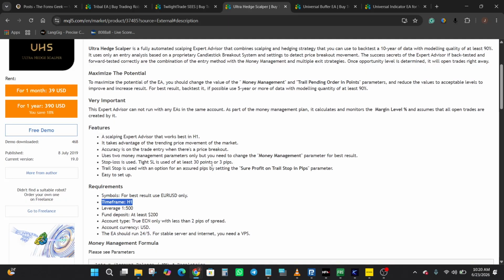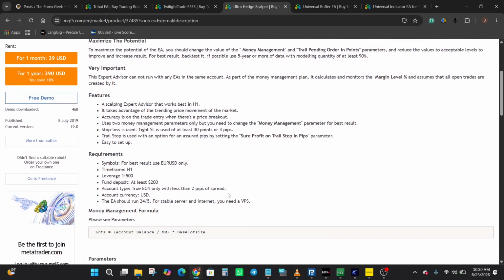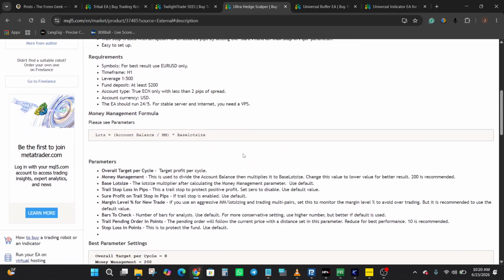Recommended account conditions include a leverage setting of 1:500, a minimum deposit of $200, a USD denominated account, and a true ECN account with spreads below 2 pips. All right. The developer also recommends running the EA continuously throughout the trading week and suggests using a VPS for stable operation. One very important note shown on the marketplace page is that this EA should not be run alongside other expert advisors on the same account.